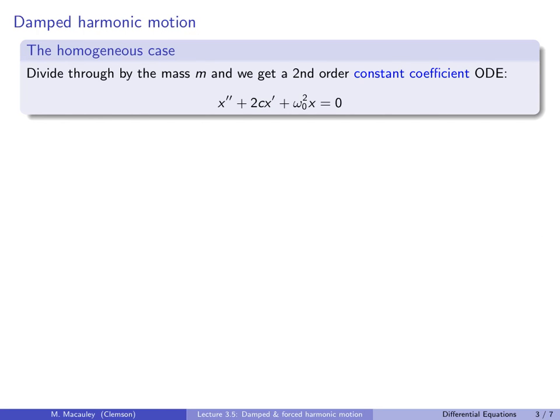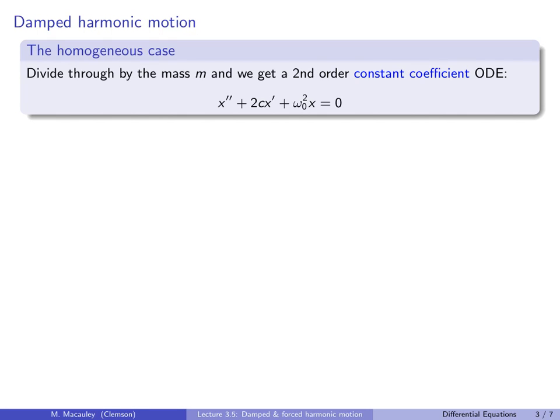Okay, so let's start with the case when we have damping, but let's assume there's no driving force. And that means that the right-hand side of this equation is going to be 0. Mathematically that means the equation is homogeneous. So let's divide through by the mass m to make this term monic, and we get a second order constant coefficient ODE, like this.